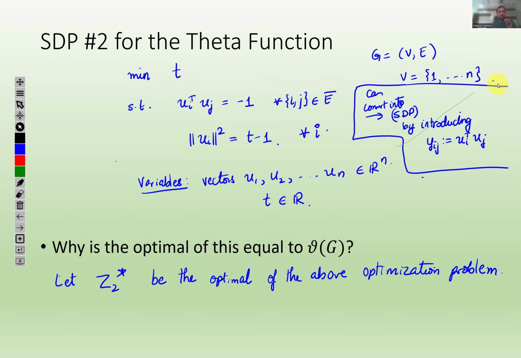Which is just using vectors. It's slightly more intuitive. So you're looking for vectors u1 to un and t such that it minimizes this value. Notice that the previous SDP was a maximization one. This is a minimization one. It's kind of expected because the previous SDP value was equal to 1 over square root theta. This I'm saying is exactly equal to theta. So I'm going to write it as a lemma.